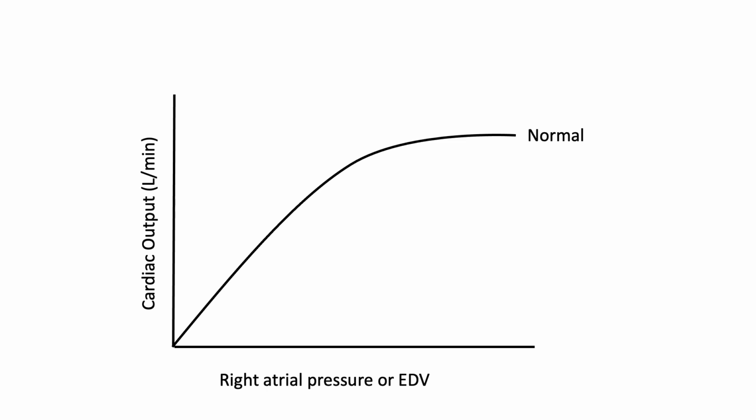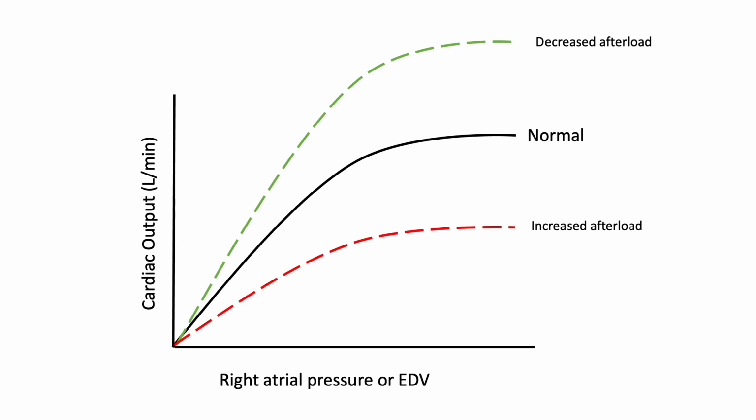So here's a cardiac output curve with cardiac output on the y-axis and right atrial pressure or end diastolic volume, which are similar to preload, on the x-axis. And you see here this black line is normal. And this green dotted line is showing that if you decrease afterload, you decrease that resistance that the heart has to pump against, it will increase cardiac output. Whereas if you increase afterload, you increase the amount of work that the heart has to do, it's going to decrease cardiac output.